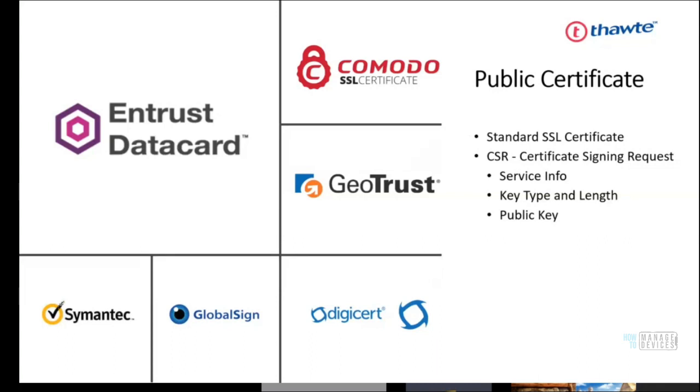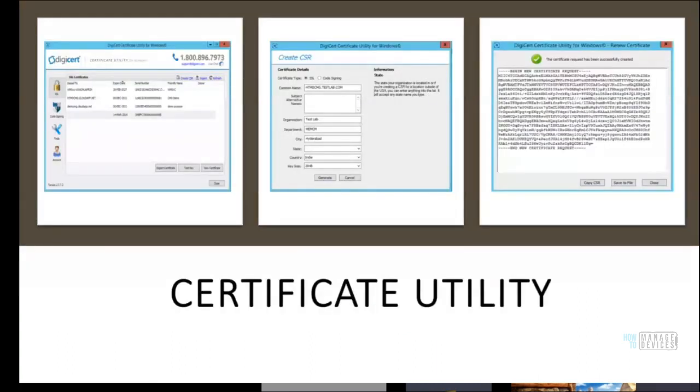So how do you create a CSR? There are multiple methods you can use to create a CSR, but I found the DigiCert certificate utility very helpful. You just need to provide the details and click. That's it. Otherwise, if you are using the certutil command, you need to find the exact command and what all parameters you need to include. It's a bit messy, and this tool is very helpful.